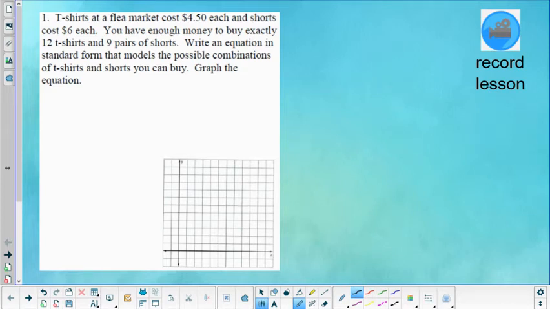This is Ms. Edwards, and this is lesson 2-4, parallel and perpendicular lines. So first I want to start off with a word problem involving the standard form. I want to see if you remember how to write the equation and how to graph it. So go ahead and pause your video and see if you can figure this one out.